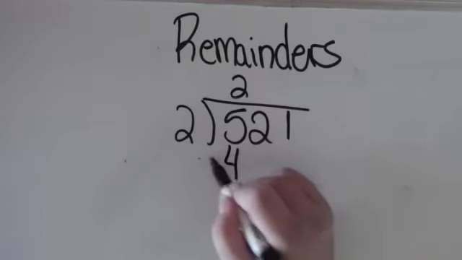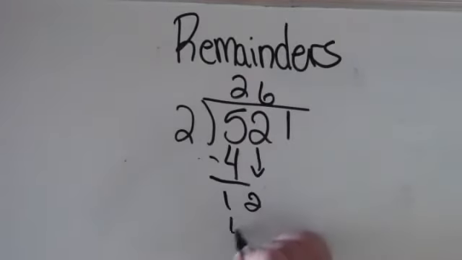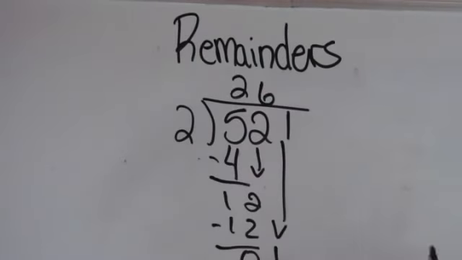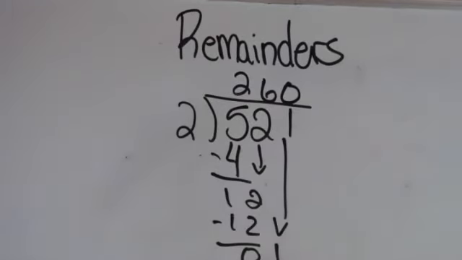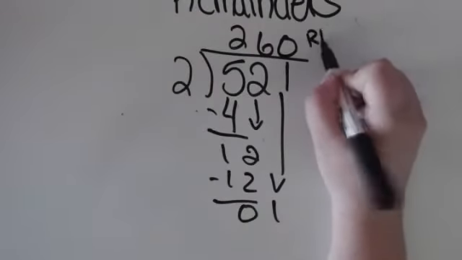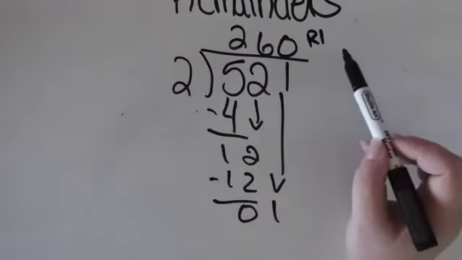twice, which is 4, subtract equals 1, bring down the 2, 2 goes into 12 6 times, which is 12, subtract equals 0, bring down the 1, 2 goes into 1 0 times. All right, I now have remainder 1. Now what I do with that is I bring it up here and I put R1. This is the traditional way to show remainders.